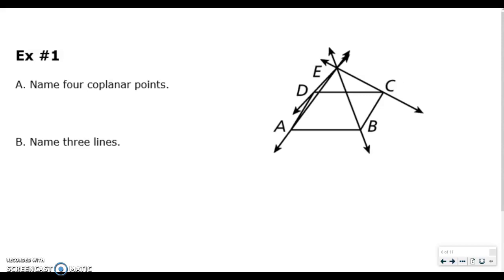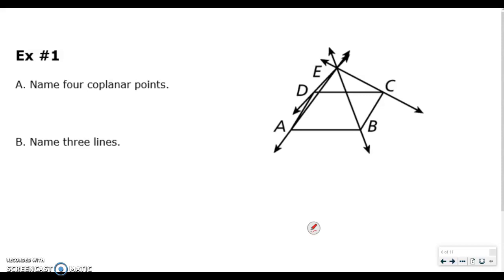All right, class, today we're continuing on with section 1.1, points, lines, and planes. In the previous notes, we looked at the definitions, and today we're going to look at some examples. So example number 1 in your note packet says, name 4 coplanar points.